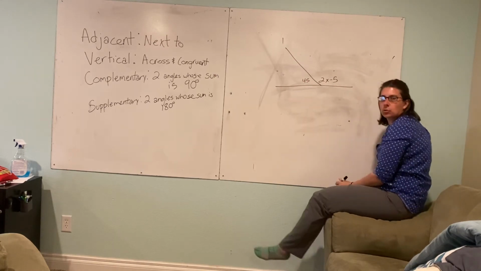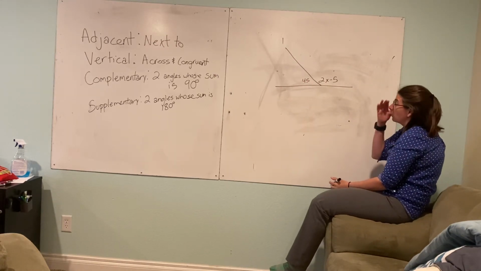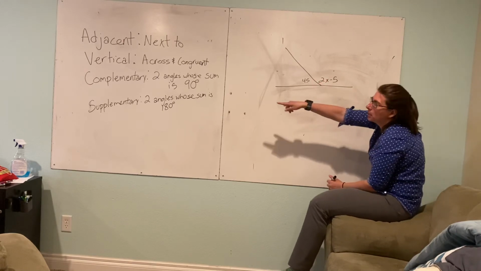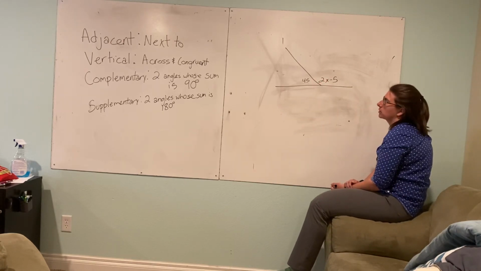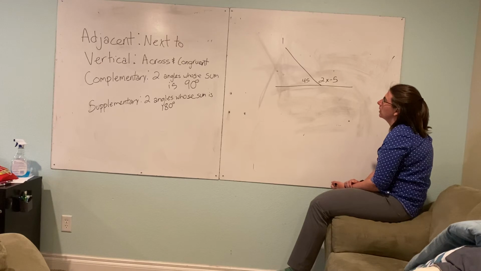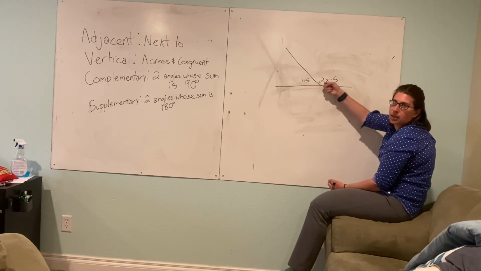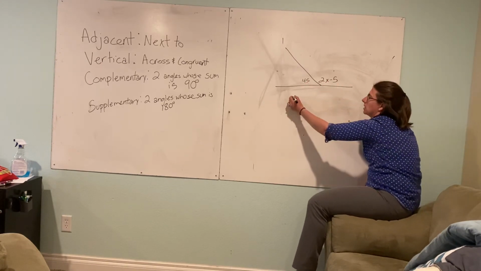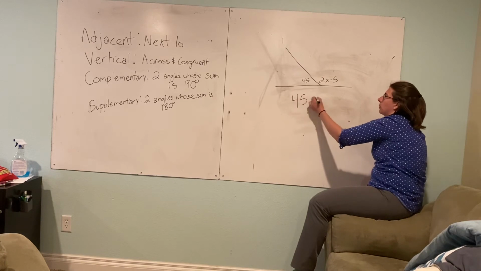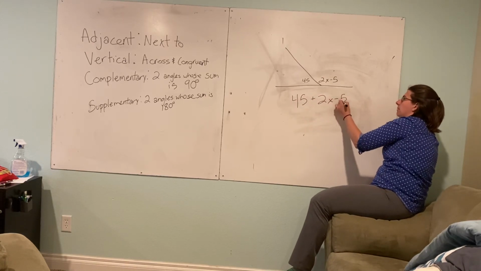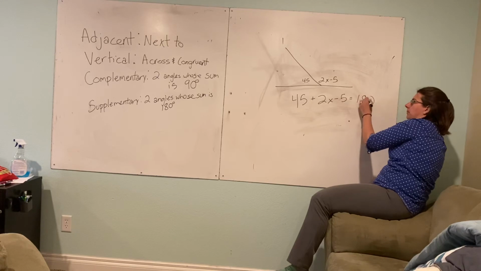Okay, this makes a straight line. Straight line is 180 degrees. So these two angles here are called supplementary angles. Okay, two angles whose sum is 180. So we're going to do this plus this, set it equal to 180. 45 plus 2x minus 5 equals 180.